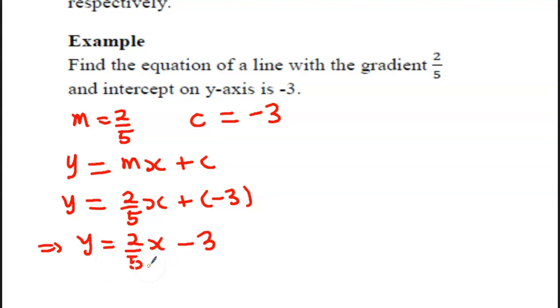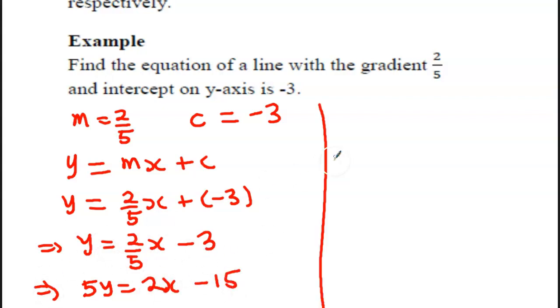You need to clear the fraction, and the LCM is 5, which means that we multiply through by 5. On the left hand side we have 5y, and here 5 will cancel 5, so it will be left with 2x minus 15. We can move all of them to the left hand side, or you leave it as it is. So we have 5y minus 2x plus 15 is equal to 0. So that is the equation.